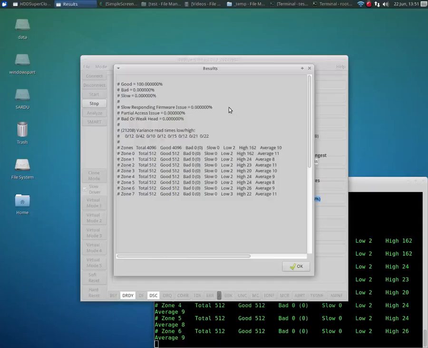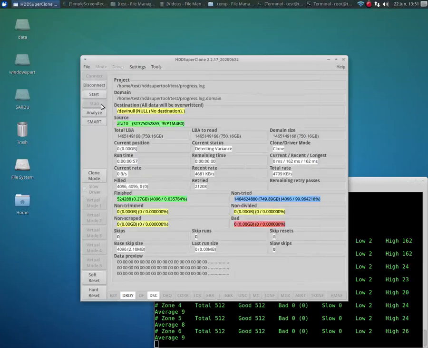Okay, so we can see the initial analyze did not find anything wrong. 100% good, no bads, no slows, and no firmware issues. I'm not going to get into this data down here as I discussed that in other videos. So let's go ahead and click Analyze again the second time, and it's going to do a longer run, and we'll see what those results are.